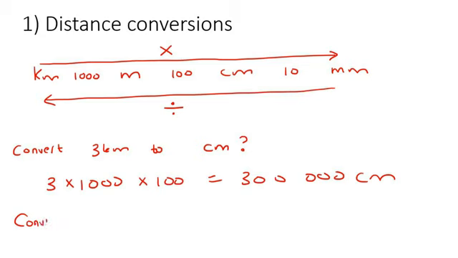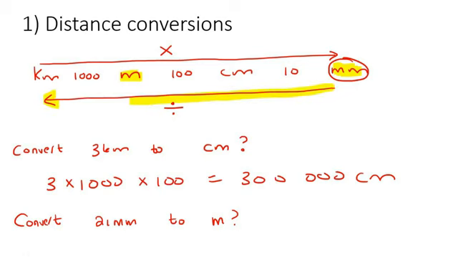Okay, let's do another one. Let's convert 21 millimeters to meters. We're starting at millimeters now, which is over here, and we want to go all the way to meters, which is over here. So now we're going to be going to the left. We're following the arrow going to the left because we're going from millimeters to meters, so we will divide. When you go to the left, you divide. When you go towards the right, you multiply. So we're going to say 21. I could have actually chosen a better number.